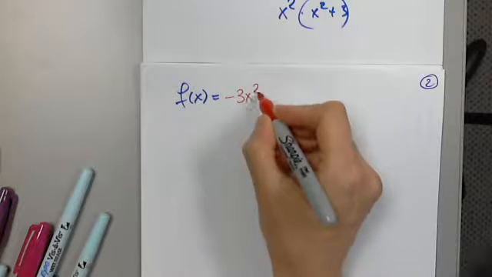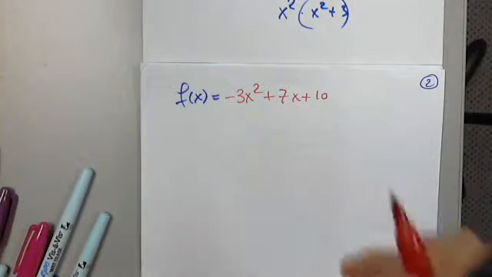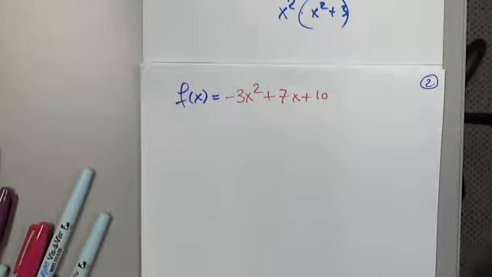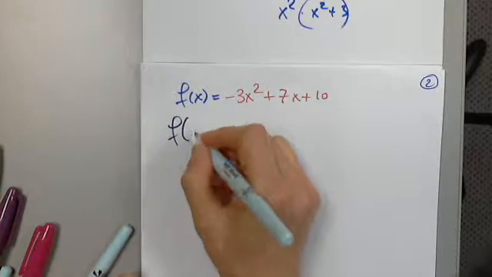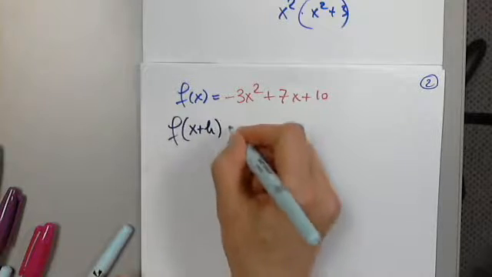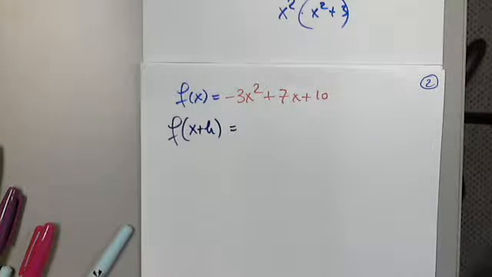So let's say negative 3x squared plus 7x plus 10. Is this quadratic? Okay, so let's suppose I would like to evaluate this quadratic function for f of x. I would like to determine f of x plus h, or evaluate it when x is x plus h. What will you recommend I should write?